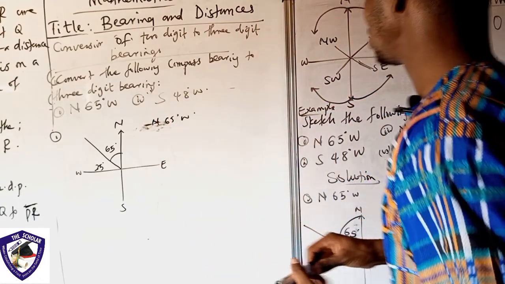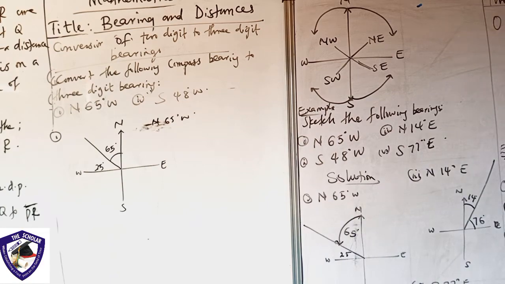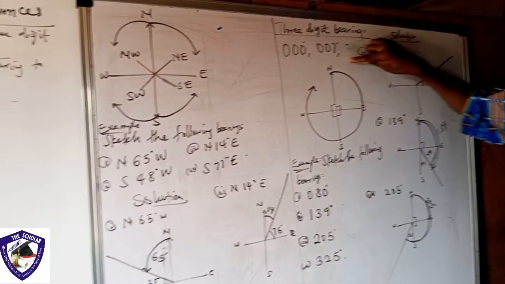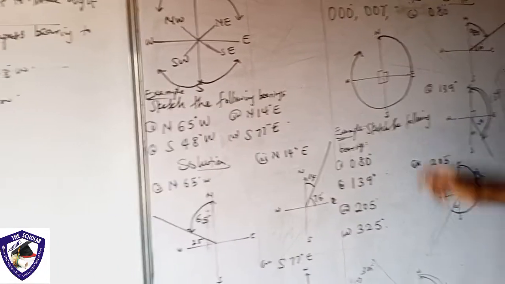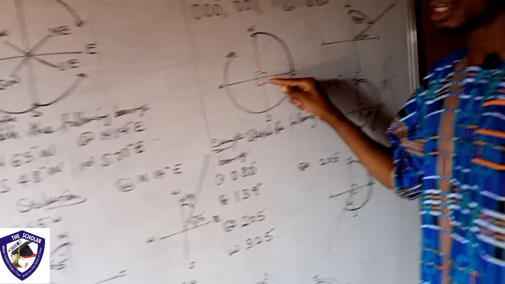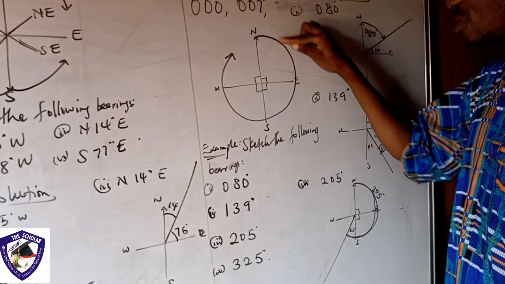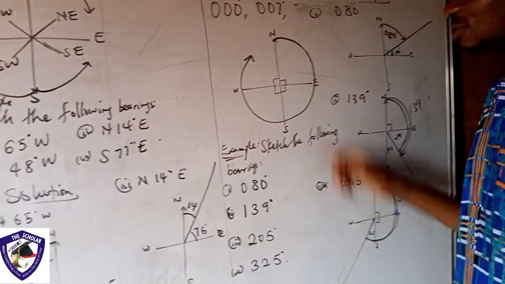Now in 3-digit bearing, look at it, it's still on the board. Our measurement is in the clockwise direction. So you are starting from the north pole, moving until that straight line that emanates from the center. So I'm going to move from that north pole in the clockwise direction until I get to that line that we have on the board.